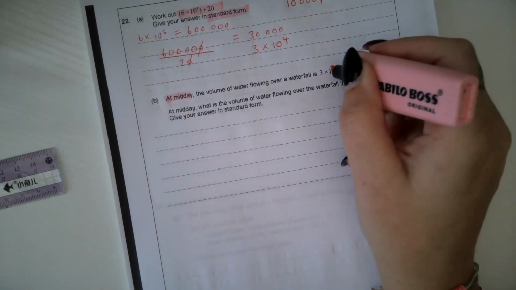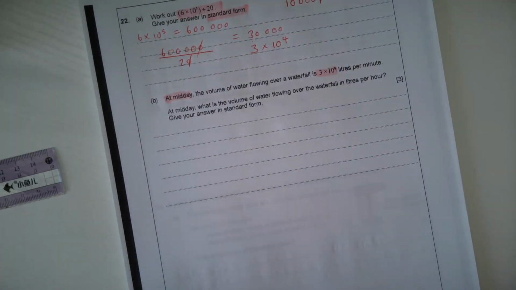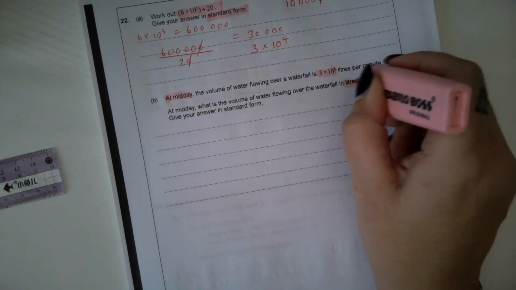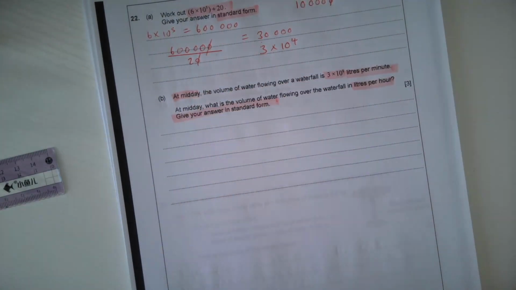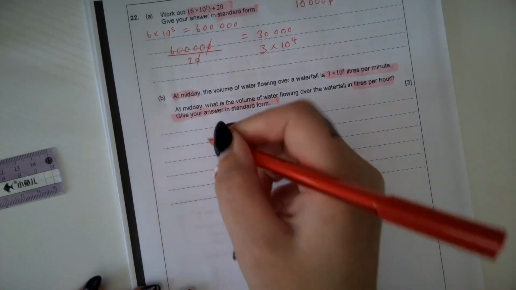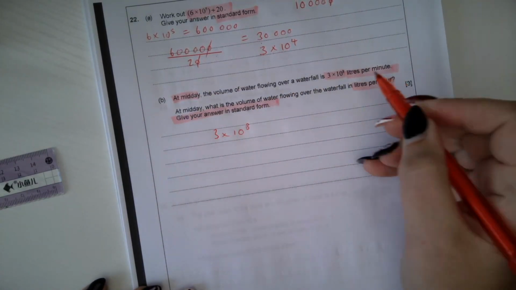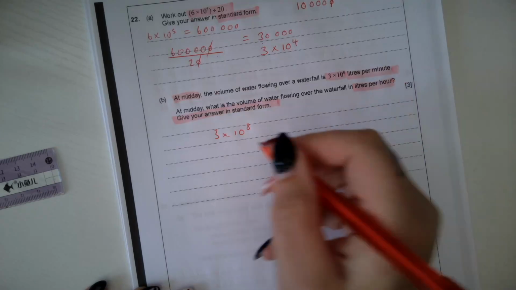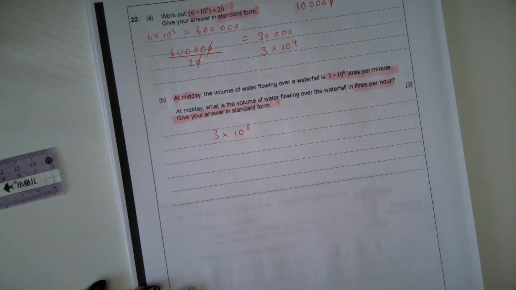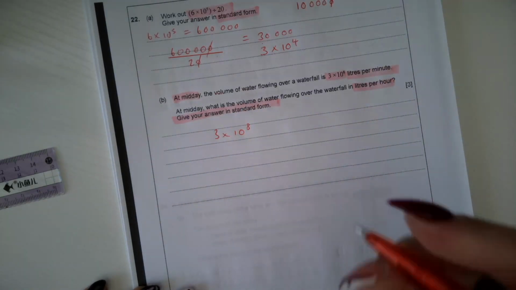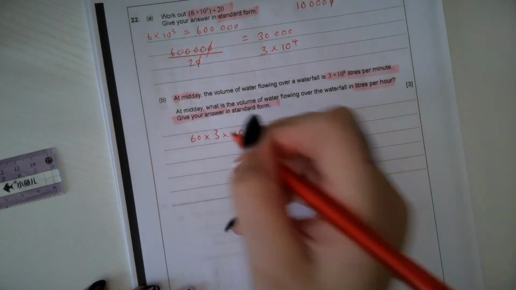Part B. At midday, the volume of water flowing over a waterfall, so this is at midday, is 3 times 10 to the power of 8 litres per minute. At midday, what is the volume of water flowing over the waterfall in litres per hour? Give your answer in standard form. Okay, so we're given 3 times 10 to the power of 8 as litres per minute, but we're working in litres per hour. So we're going to want to multiply by 60. There are 60 minutes in an hour, okay? So you want to multiply that by 60.